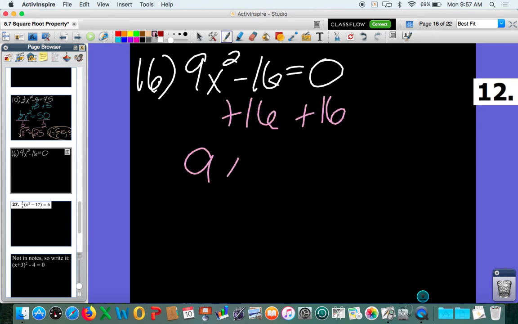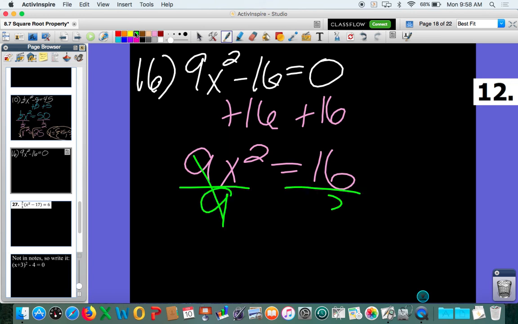I've got 9x squared equals 16. Now we're going to have to divide by 9. So we're dividing by 9. And I've got x squared equals 16 over 9. I could go ahead and divide this, but I won't get a whole number. So for right now, I'm going to leave it alone.